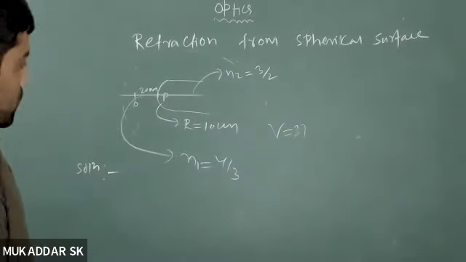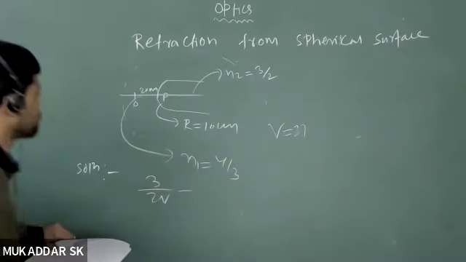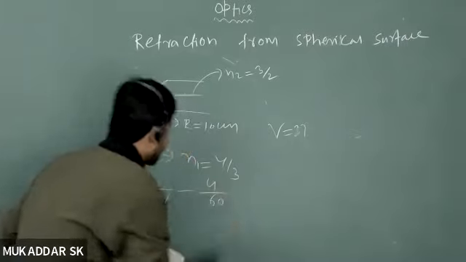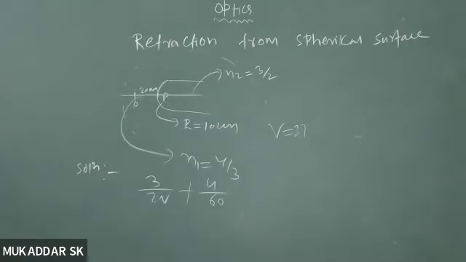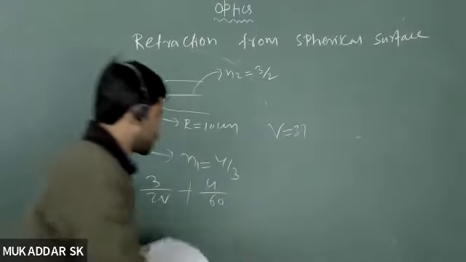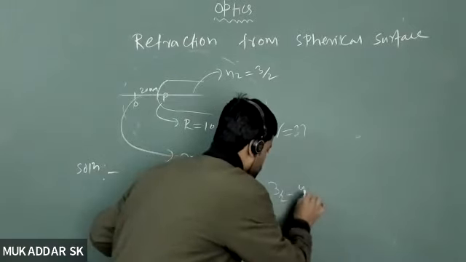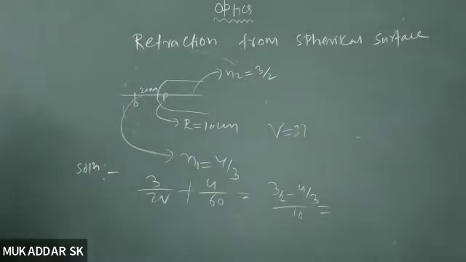3 by 2V plus 4 by 60 is equal to 3 by 2V minus, then you have 4 by 60. This should be plus, right? 4 by 60, right? Am I correct, Anju? Yes, sir. That should be equal to how much? N2 minus N1 by R. So 3 by 2 minus 4 by 3 by R, that is 10. Minus 3, sir? Minus 3, so you already have minus na.